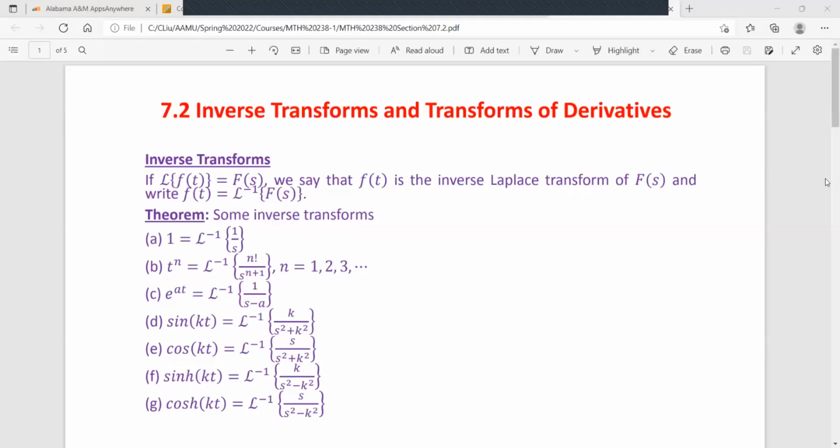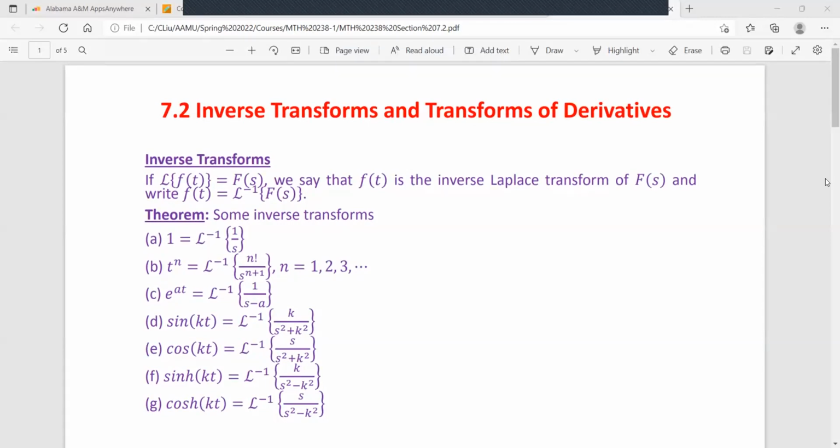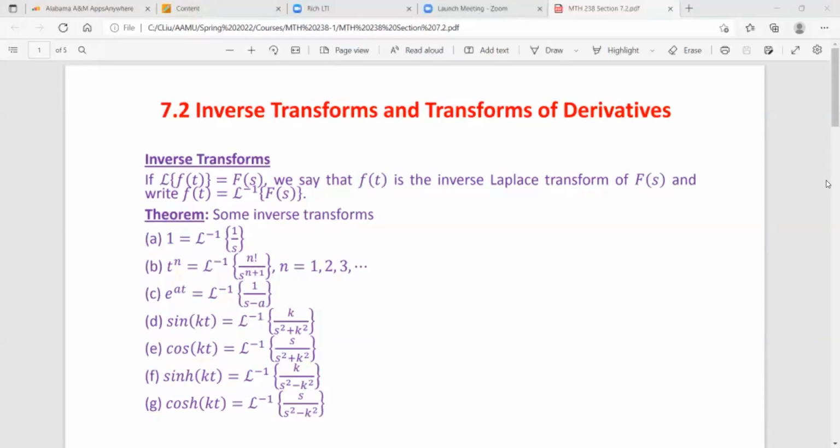In 7.1, we talk about the Laplace transform. The Laplace transform is an integral transform. Suppose you have a function f of t. You multiply that by e to the negative st, and then you integrate with respect to t from 0 to infinity. And that's called the Laplace transform.